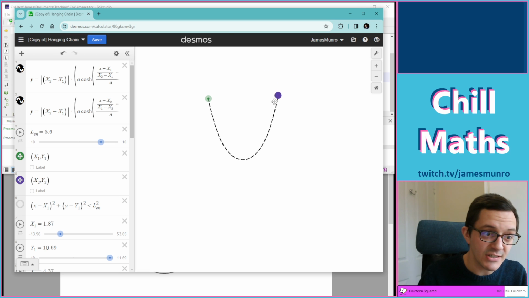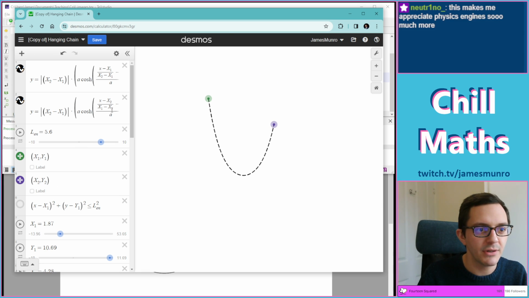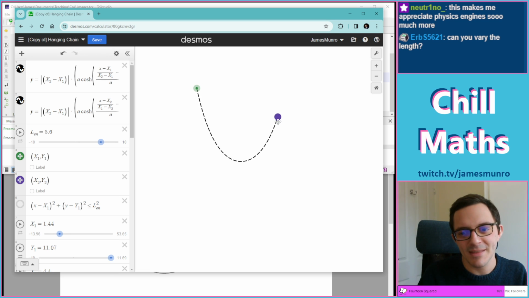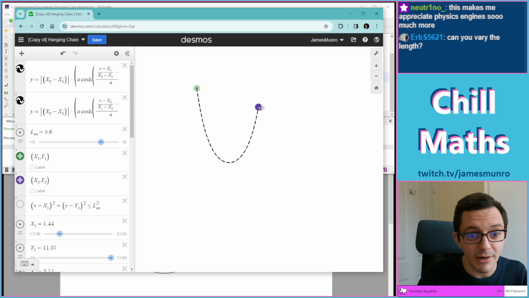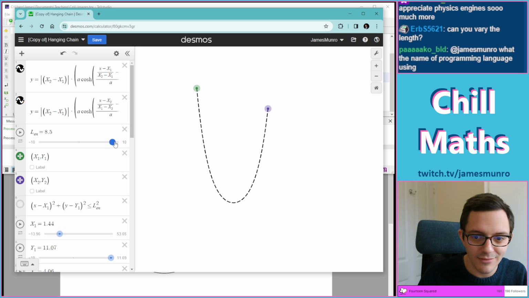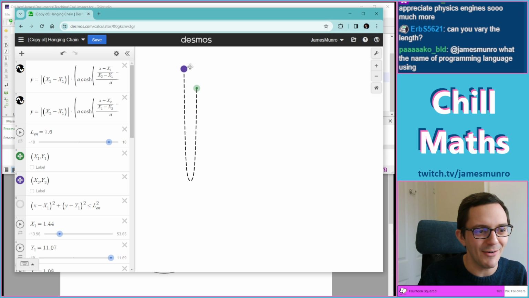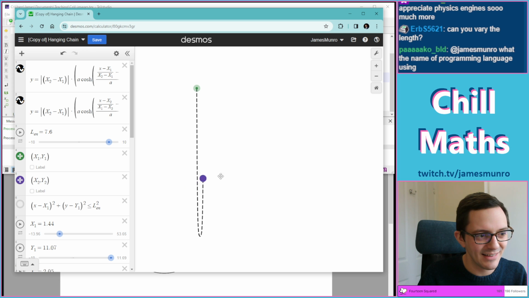But behind the scenes, this is doing the same sort of calculations. Physics engines are insane. Physics engines do not work like this in any way. Yes, you can change the length. Make the length smaller. You can put the points where you like. Yeah, I did make it so you can move the purple point left of the green point. Oh wow, this one works really well. Okay, I'm moving the point slowly because I'm scared.